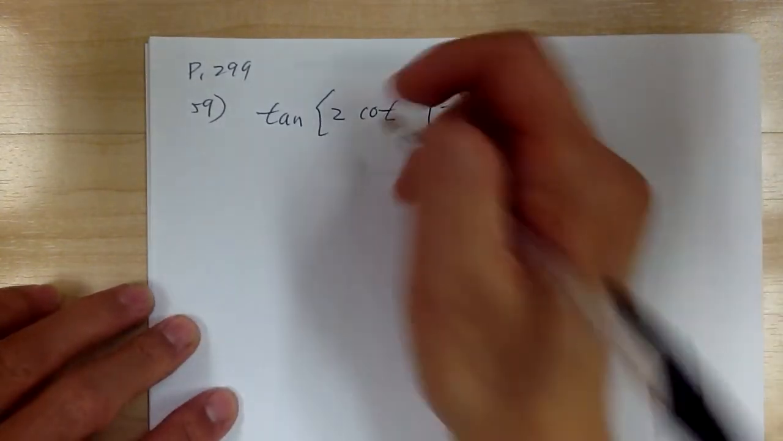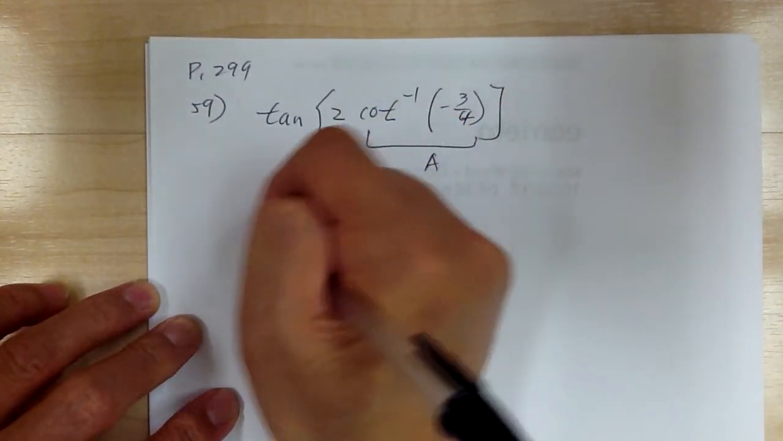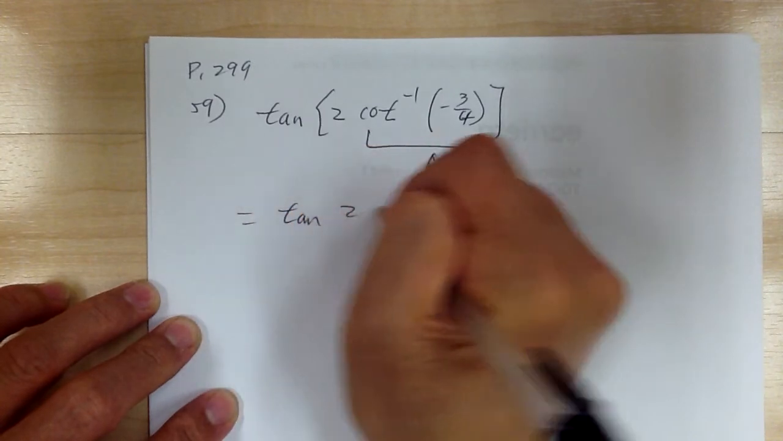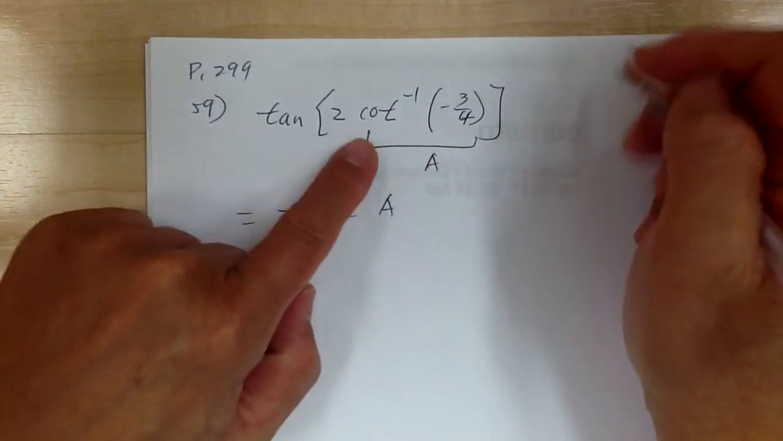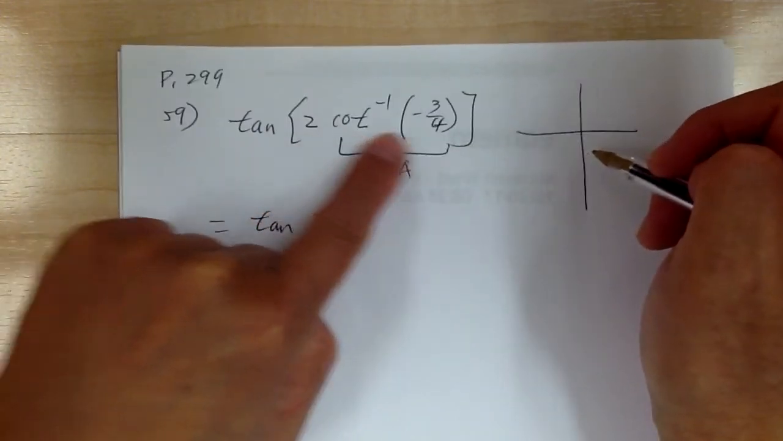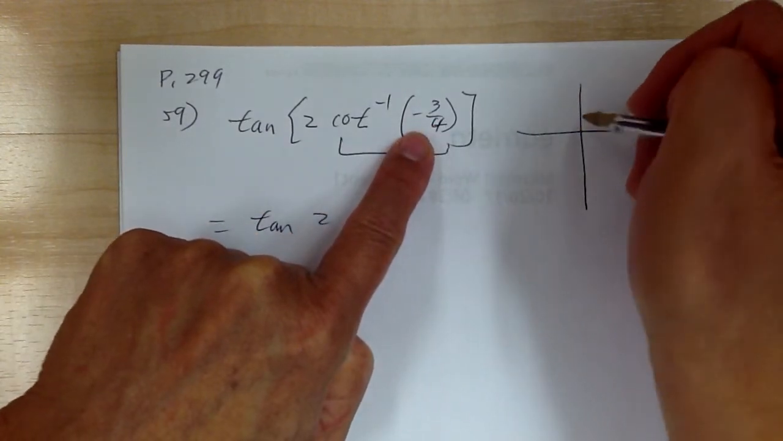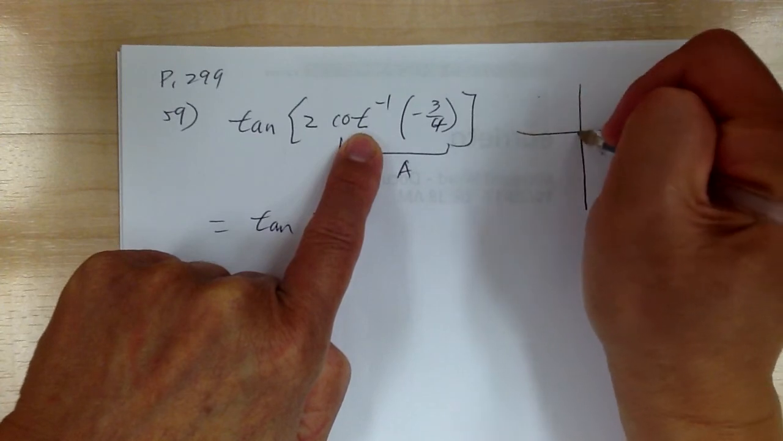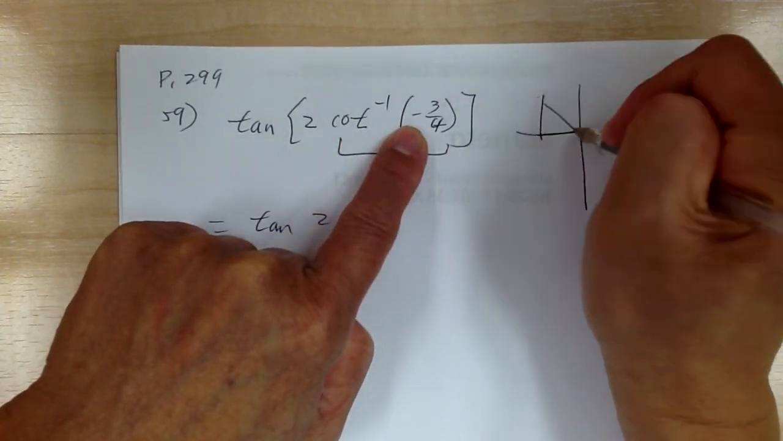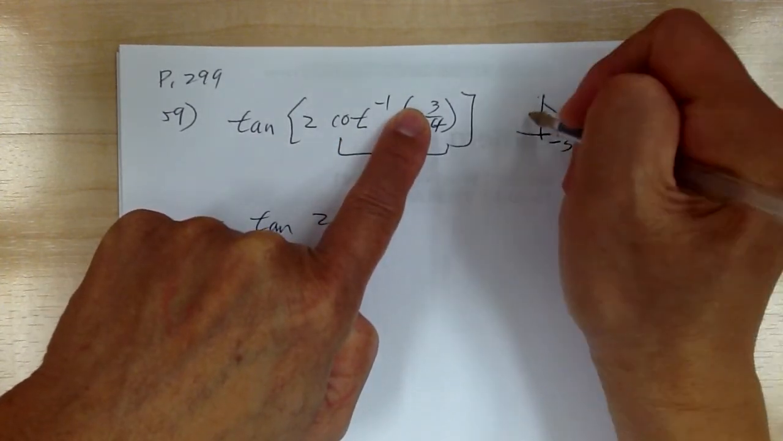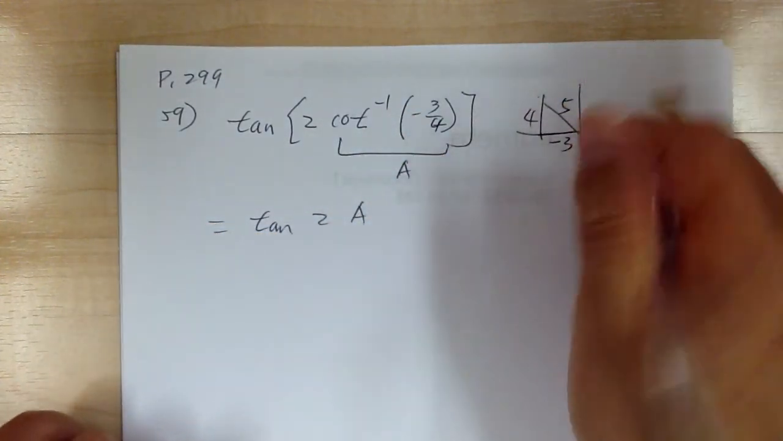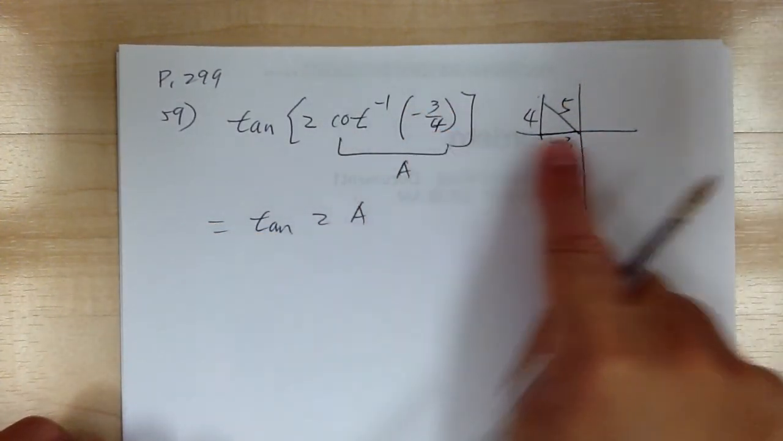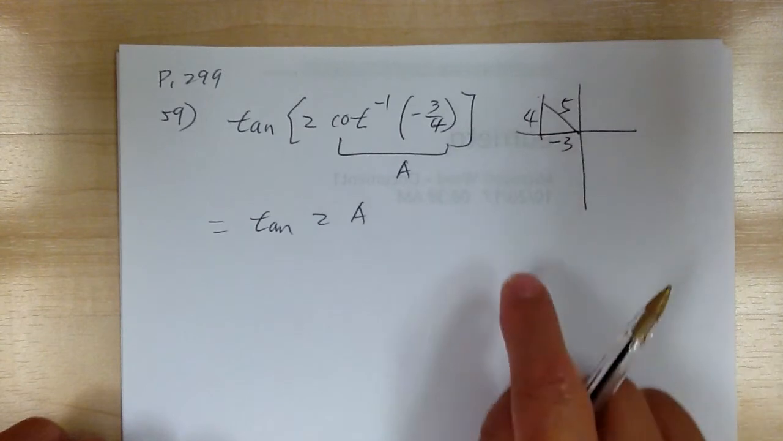Okay, let's redo. So again, that's your angle A. So this is equal to tangent of 2A. So go and draw your picture. Cotangent is cosine over sine. Inverse cotangent of negative 3 over 4, so cosine is negative 3 over sine. So this is 5. So it's negative 3 over 4, 5.